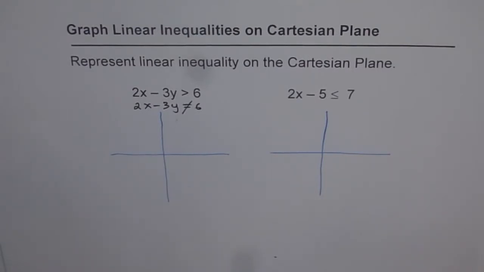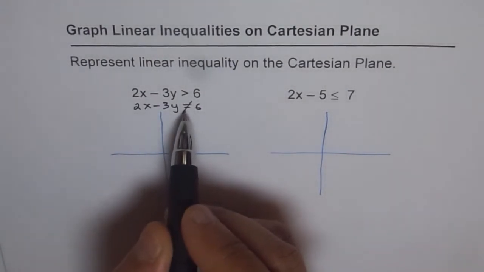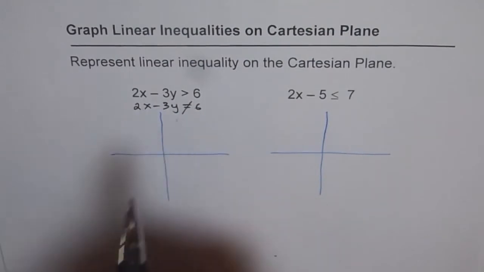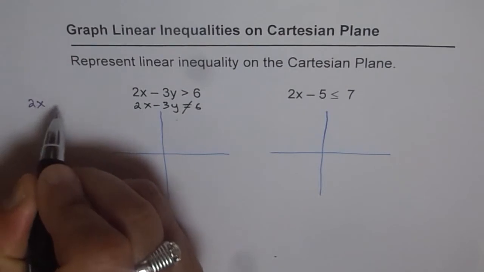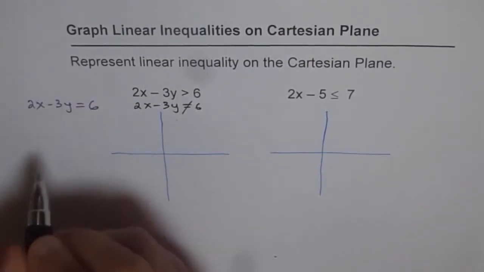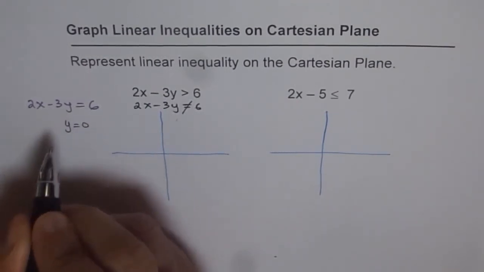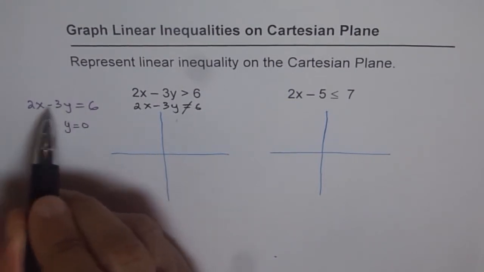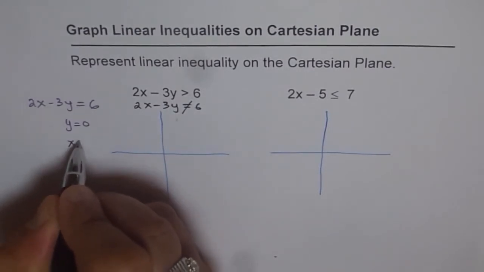Now, how to draw that line? To draw this line, you can find the X and Y-intercepts, right? So we have 2x minus 3y equals 6. Let's find the X and Y-intercepts. Let me write 2x minus 3y equals 6 to start with, and find the X-intercept. X-intercept means y equals 0. So if I put y equals 0 here, we get 2x equals 6. 6 divided by 2 gives me an x value of 3, right? So we get x equals 3.